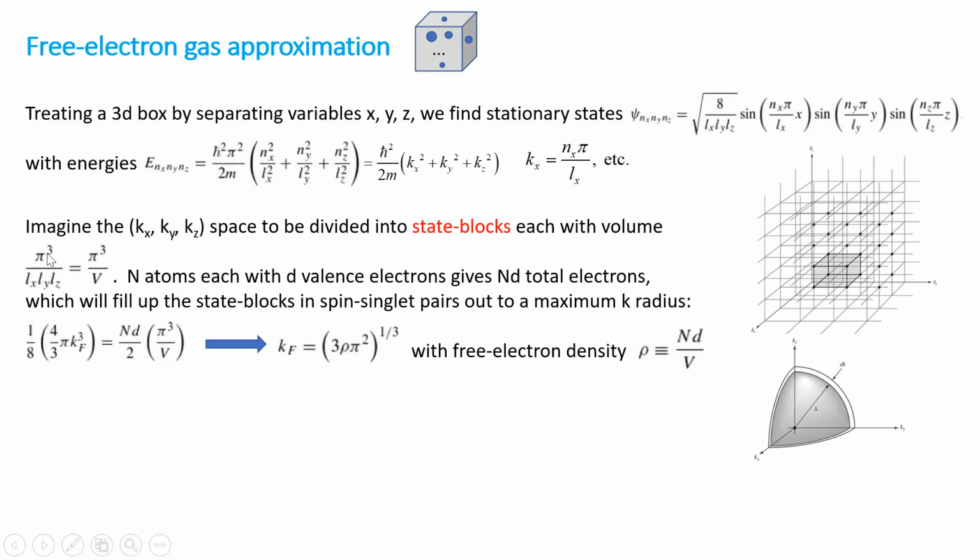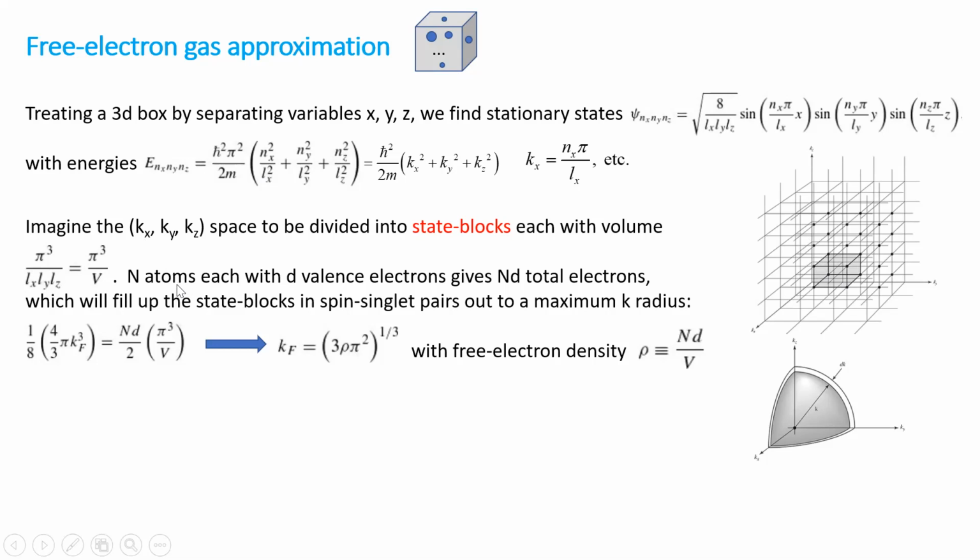And it would be pi over Lx times pi over Ly times pi over Lz, or pi cubed over Lx, Ly, Lz. And notice that since we said that the dimensions of our object are Lx, Ly, and Lz, this would be V, the volume of the object. So each state block has a volume pi cubed over V. Okay. All right. So we know what the volume of each little state in Kx, Ky, Kz space, or K space is. So how do the atoms fill those up?